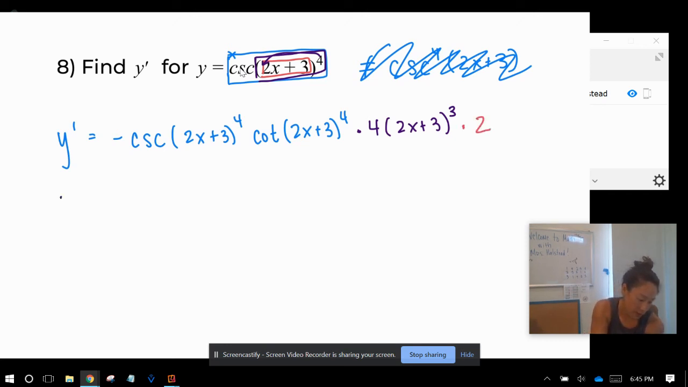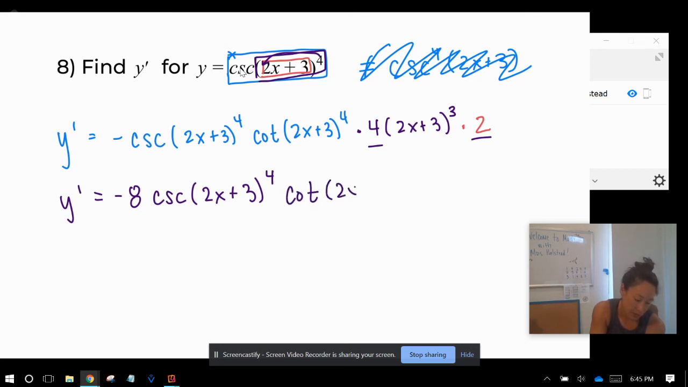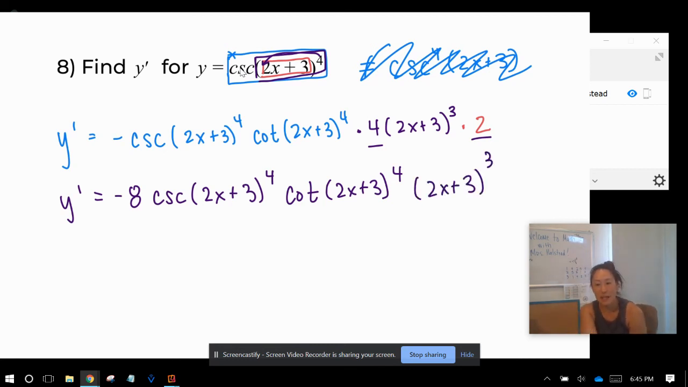Now we can simplify, giving us 2 times 4 times negative 1 is negative 8 cosecant of 2x plus 3 raised to the 4th times cotangent of 2x plus 3 raised to the 4th times 2x plus 3 raised to the 3rd. I'm not going to say that this one is nice and tidy, but it's what it is. So this is the derivative using the chain rule 3 times.